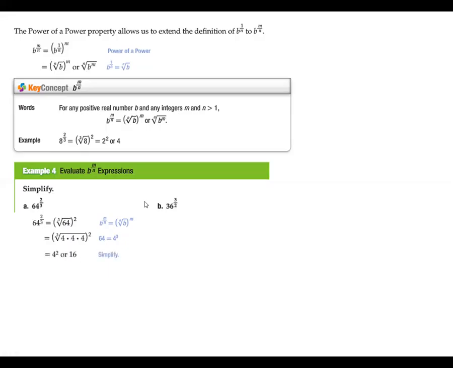This one, I'm going to write it as the square root of 36 quantity cubed. Again, because it's easier to take the square root of 36 and then cube that answer than it is to cube 36 first and then take the square root. You would get the same answer. It's just easier to do it for mental math purposes this way. So the square root of 36 is 6. 6 cubed is 216. And that's our answer.